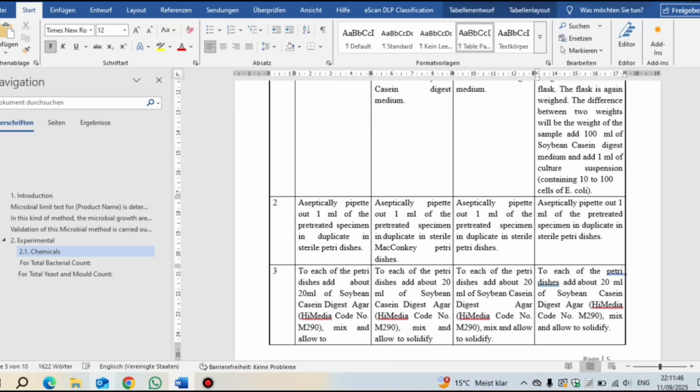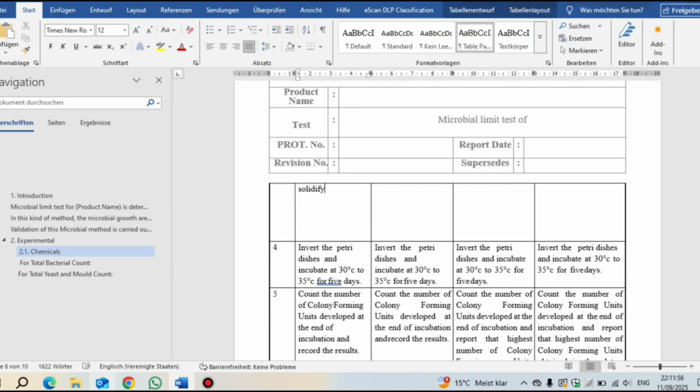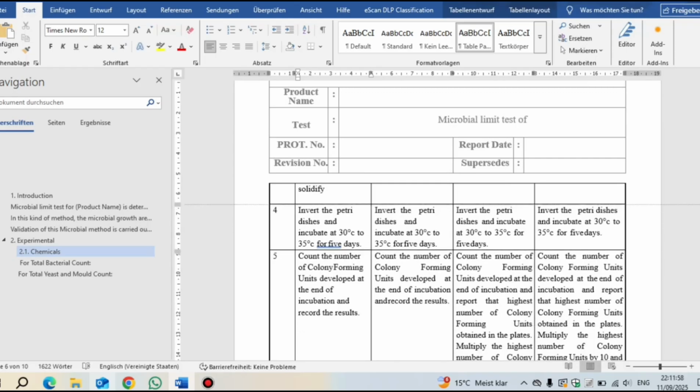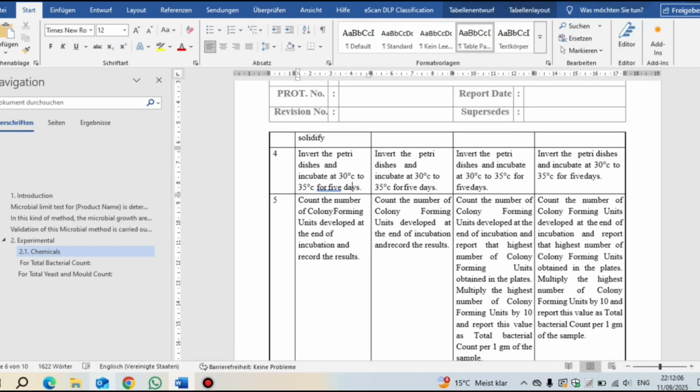Then the second step is to aseptically pipette out 1 ml of the pre-treated specimen in duplicate into sterile petri dishes, likewise for the others. In the third step, to each of the petri dishes add about 20 ml of soybean casein digest agar. It has a HiMedia code number. We used this media, that's why there's this mention. But whatever media you use, you can mention that. So mix and allow to solidify.